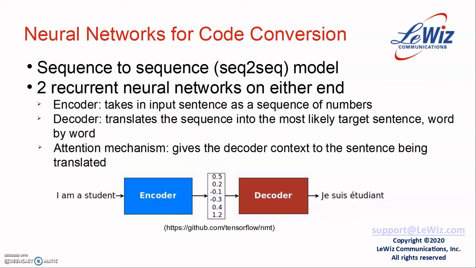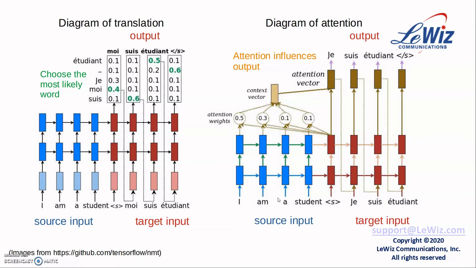To review, TensorFlow's translator is a sequence-to-sequence neural network. The encoder takes a source sentence converted into a sequence of numbers, and the decoder predicts the most likely translation or target sequence for each part of the source sequence, while using an attention mechanism to influence the prediction based on the content or context of the source sequence.